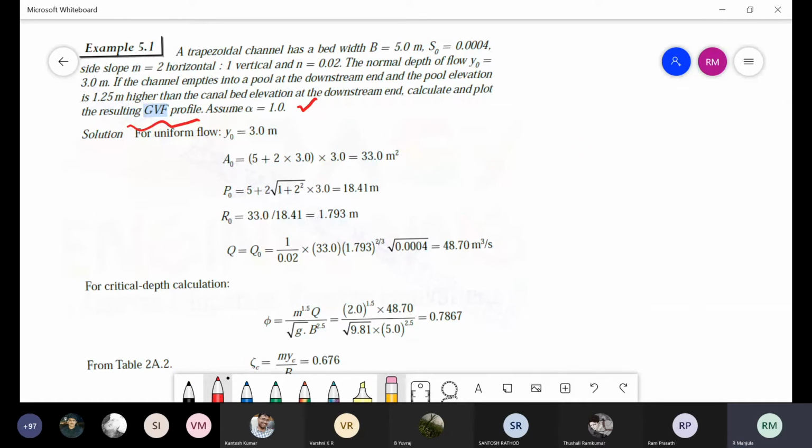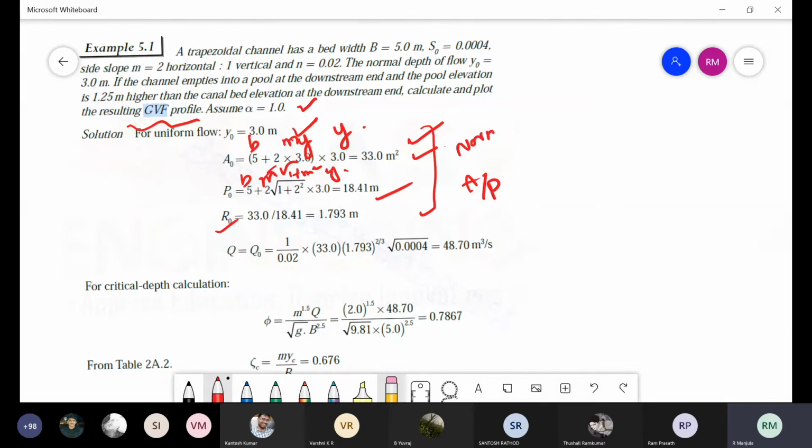So you have been given uniform flow Y naught is 3 meters for a trapezoidal channel. What is the formula for area? B plus m y, into y. So B plus m y into y, here m is equal to 2. So you have found out what is your area, and your perimeter is again B plus m into square root of 1 plus m square into y. Now we have found out what is your perimeter and hydraulic mean depth A by P.